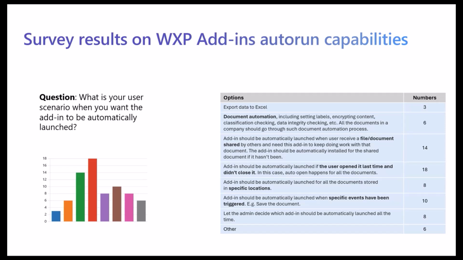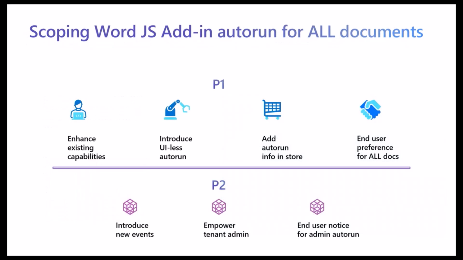Those are great insights, and our key takeaway from this survey is that user preferences, and the need to cover auto-run for all documents, should be considered and respected when designing this feature. So building on insights gained from this survey, we have recently initiated scoping for this feature, and we are currently in the design phase. We have prioritized several work streams to enhance auto-run based on the current existing capabilities.